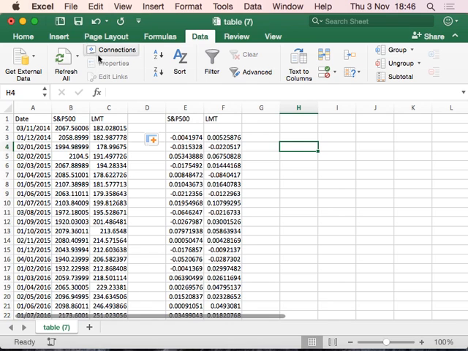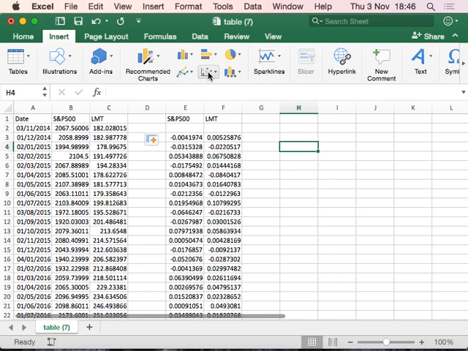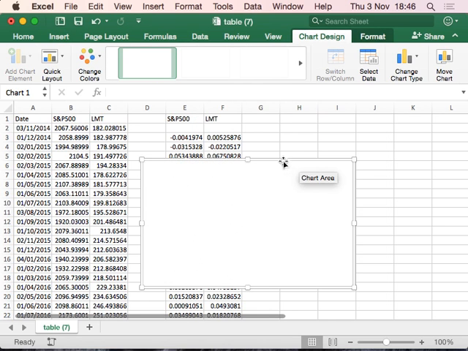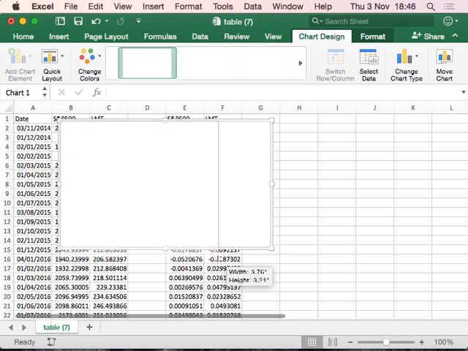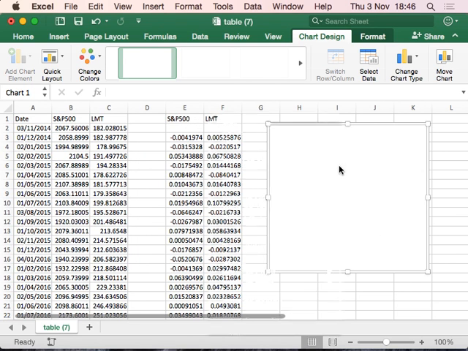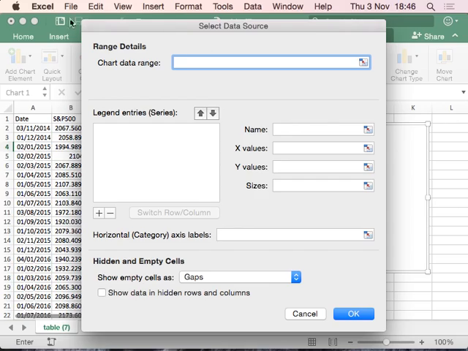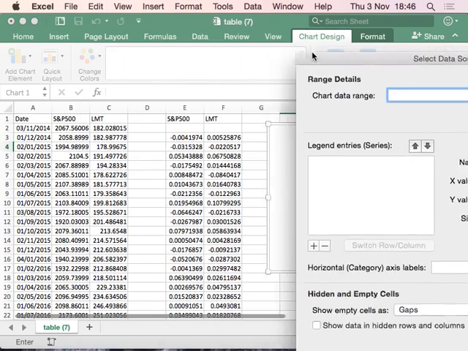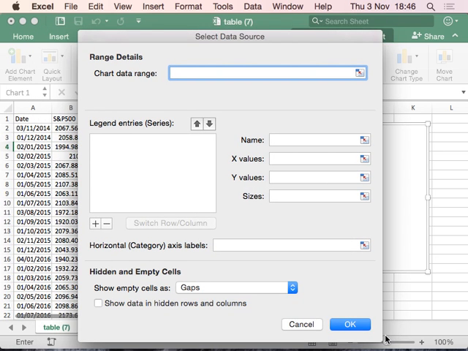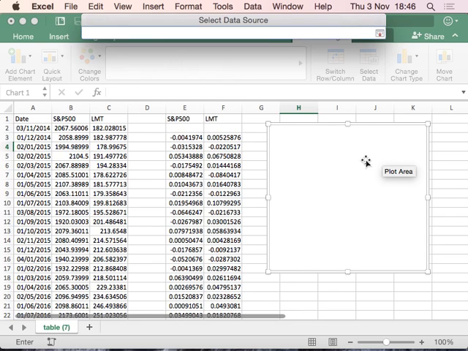So, insert, scatter, select data. This appears to be different from the proper one. So should I create a series? Yeah. And x values. So what goes into the x values here? What do we put in the x values, guys? X axis. S&P, because the response of the stock should be the dependent variable, while S&P is the independent variable.